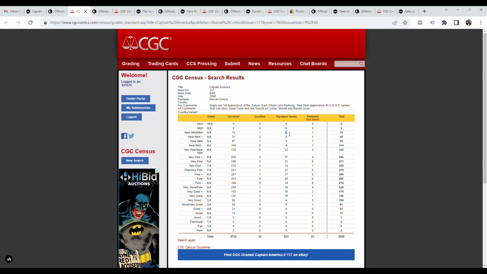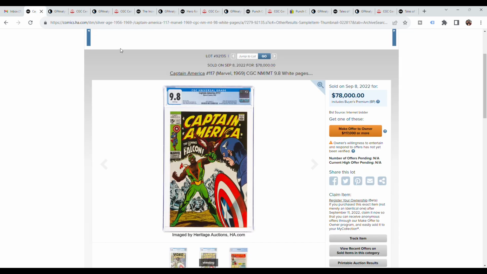If you have the signature series of this book, please send me a picture. I would love to see what that looks like. I hope to God it's signed by Stan Lee. What a collectible that would be, a one of one in that grade, signed by Stan Lee. But I think that this sale is very interesting in a lot of ways, because compared to some other books that we're going to see in this list, it just makes for some very interesting observations.